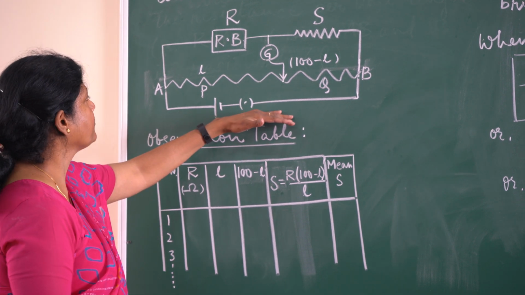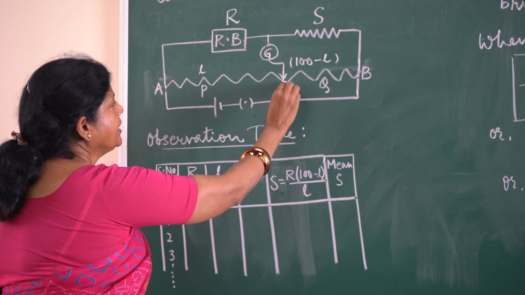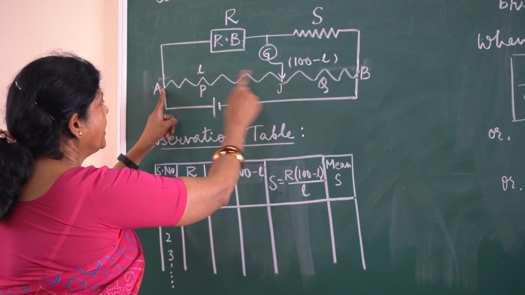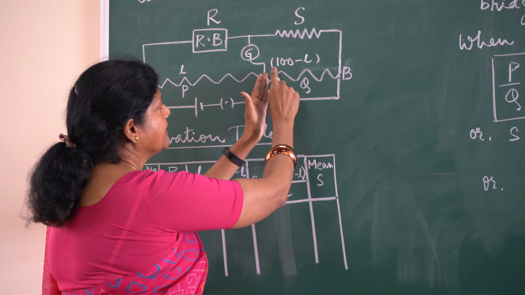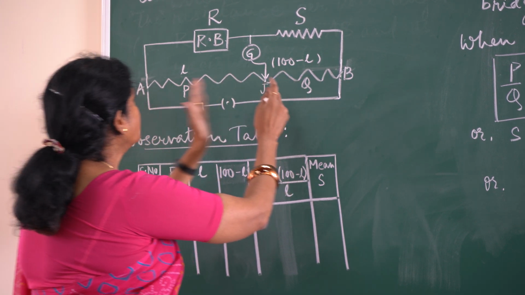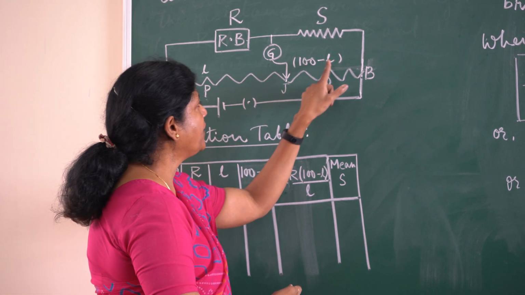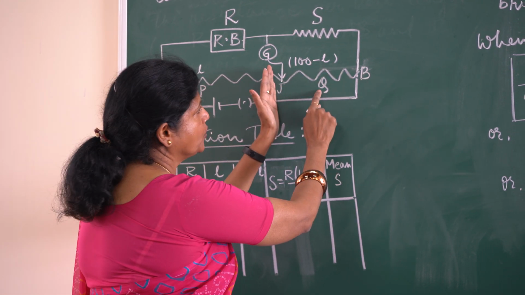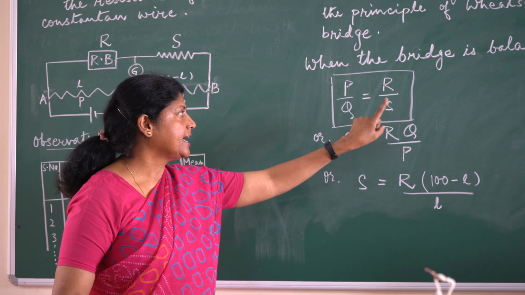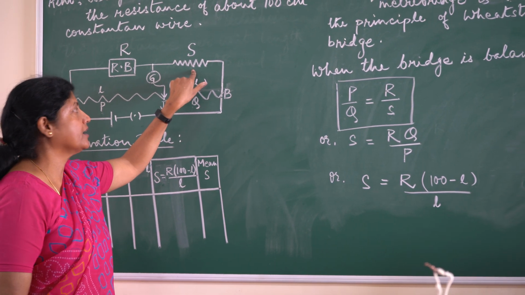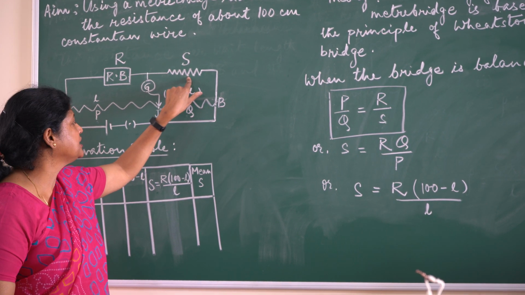See the diagram. Here when we place our jockey, suppose J is our jockey, then A to J will be L, and the rest part of the wire is considered as 100 minus L. Here this L is for P and 100 minus L is for Q. P upon Q is equal to R upon S. Here we have connected our unknown resistance wire. Length of the wire is 100 centimeter.